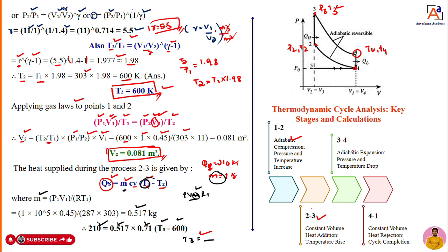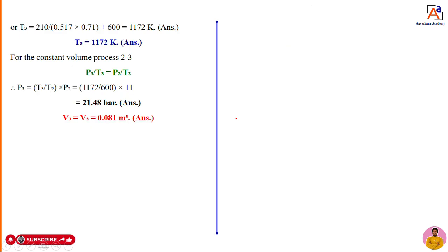Then 3 to 4 is adiabatic expansion. The next, 4 to 1, is heat rejection, that is QR. So we have heat loss and heat supplied. With the help of all these processes, I can calculate the temperatures. Now do simplification, dear students. I will do simplification and try to get the value of T3.